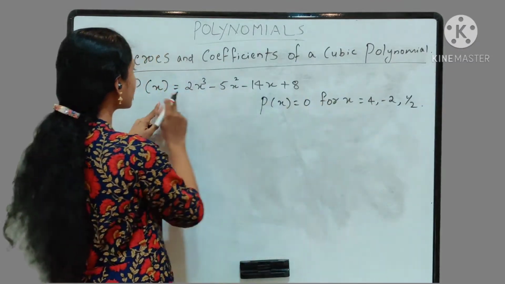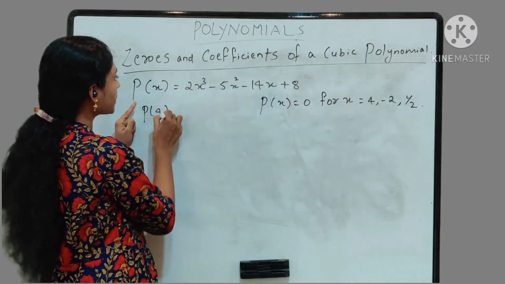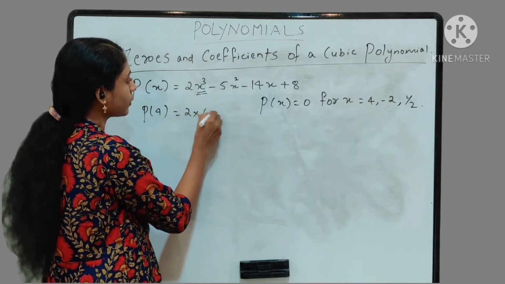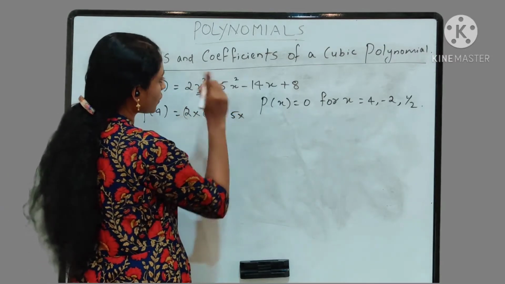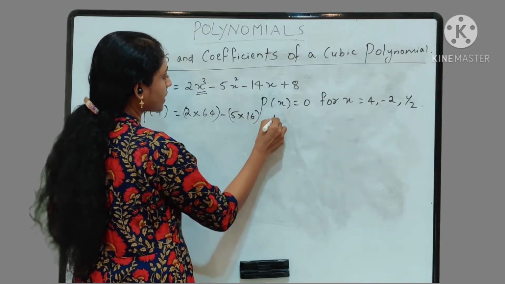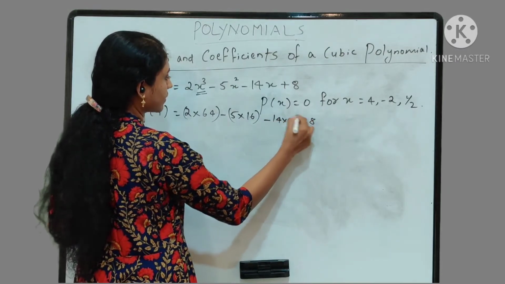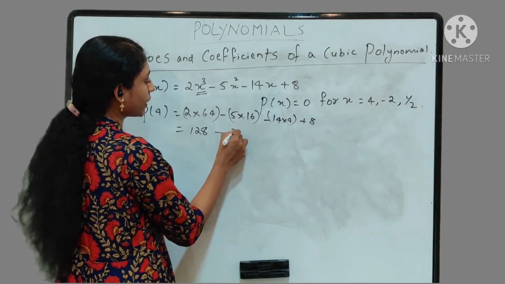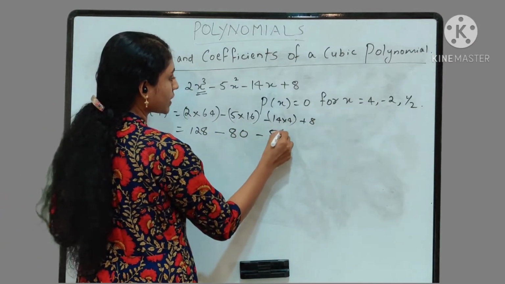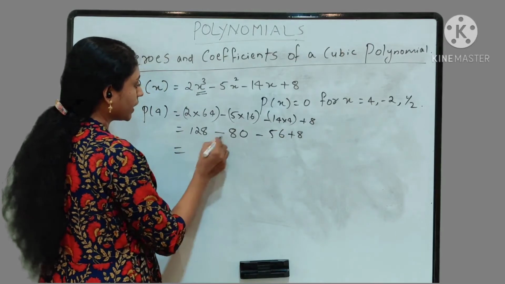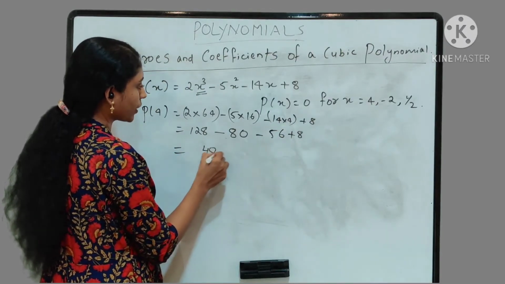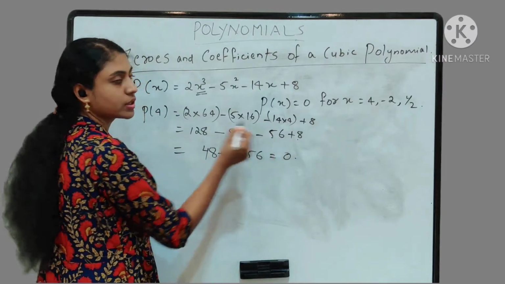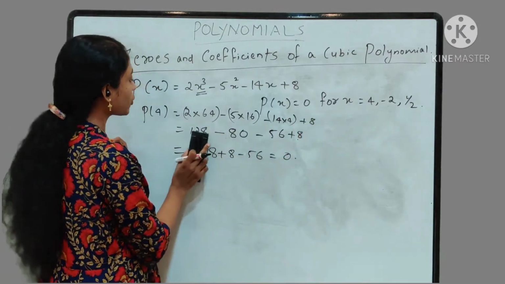That is, if x is equal to 4, we can check p of 4 is equal to 2 into, we are putting the value of x as 4. So 4 cube is 64, minus 5 into 4 square, which is 16, minus 14 into 4 plus 8. So what about 64 into 2? It is 128 minus 16 into 5, it is 80, minus 56 plus 8. And 128 minus 80 is 48, plus 8 is 56, minus 56 is equal to 0. So what about x is equal to minus 2?